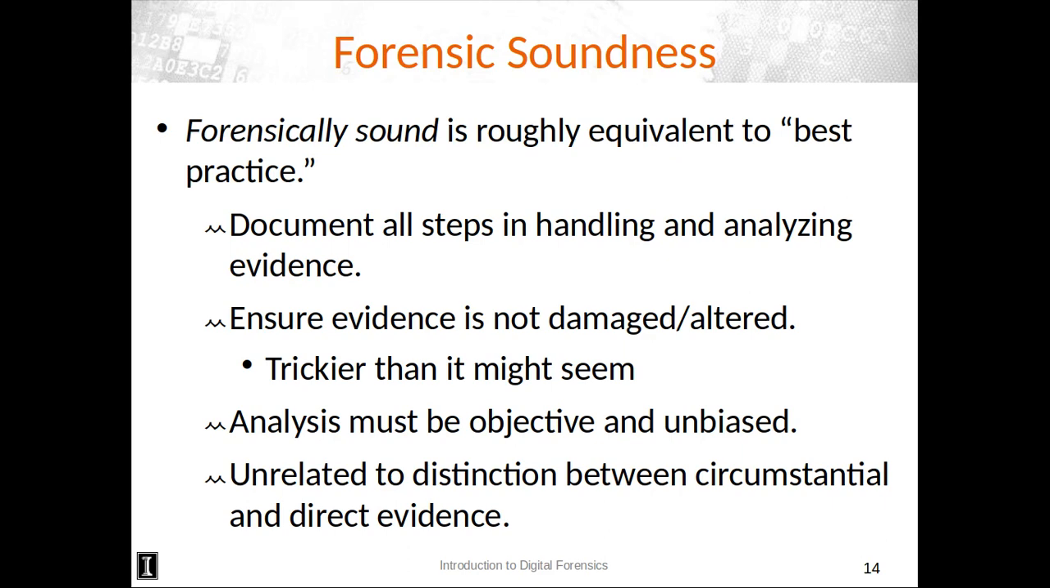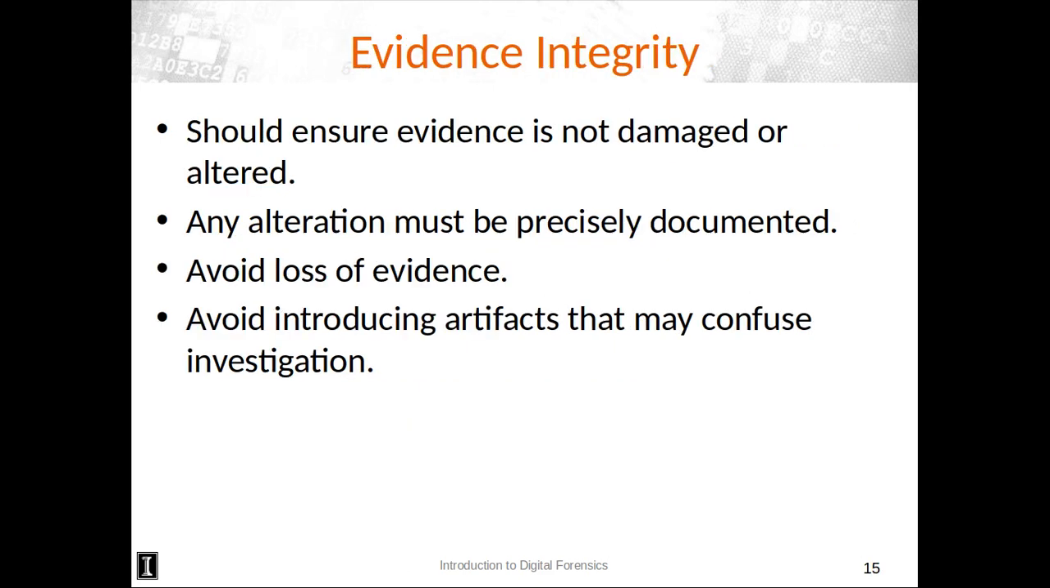But if it's digital evidence, it's just bits. So how can we make sure that none of the bits changed from when it was collected to when it was analyzed? Because it's just bits. We wouldn't know it if it had changed, would we? We need a way. We're going to talk about the ways to do that. The analysis must be objective and unbiased, right? And this notion is unrelated to the distinction between circumstantial and direct evidence. So forensic soundness applies to all the evidence that we're going to collect.